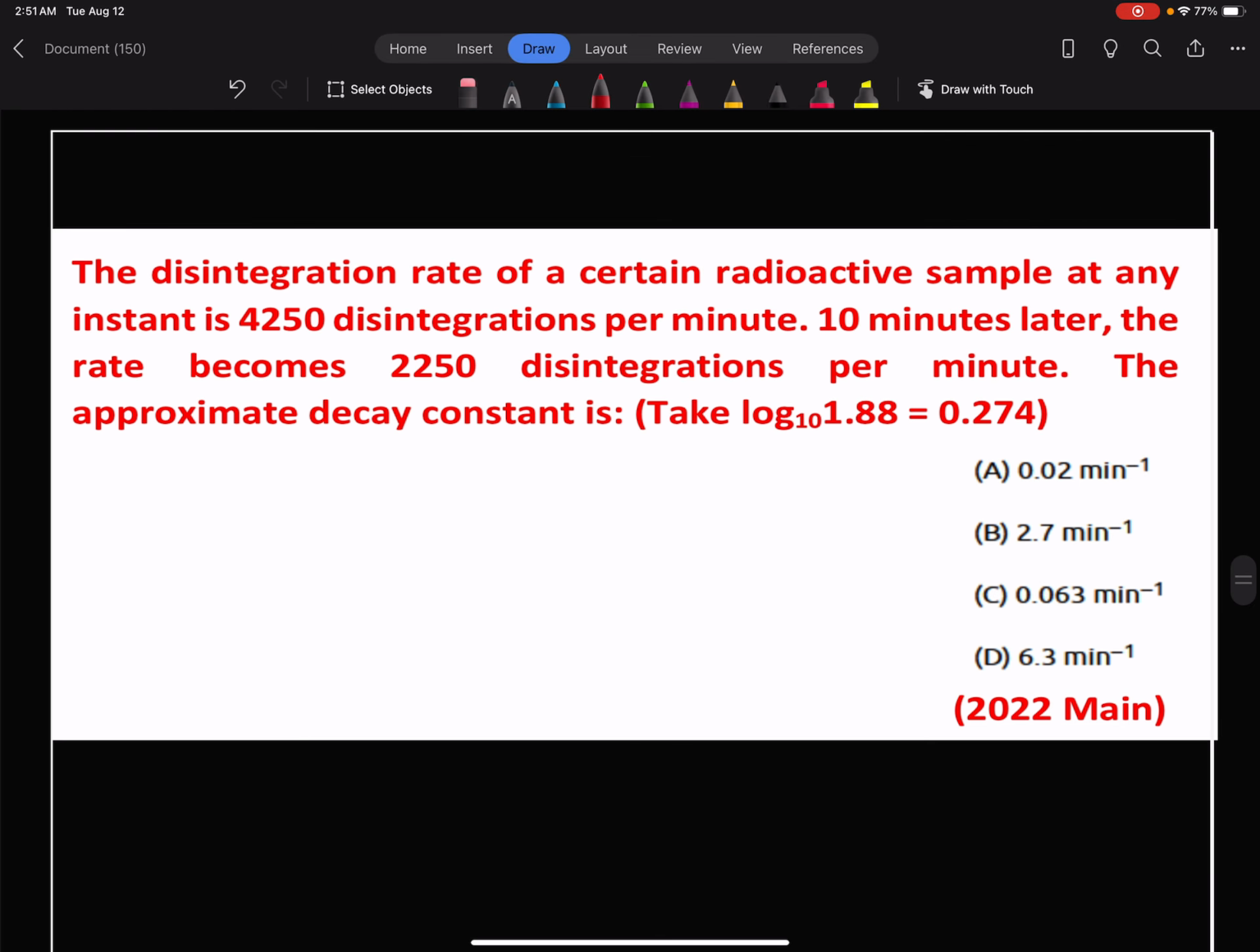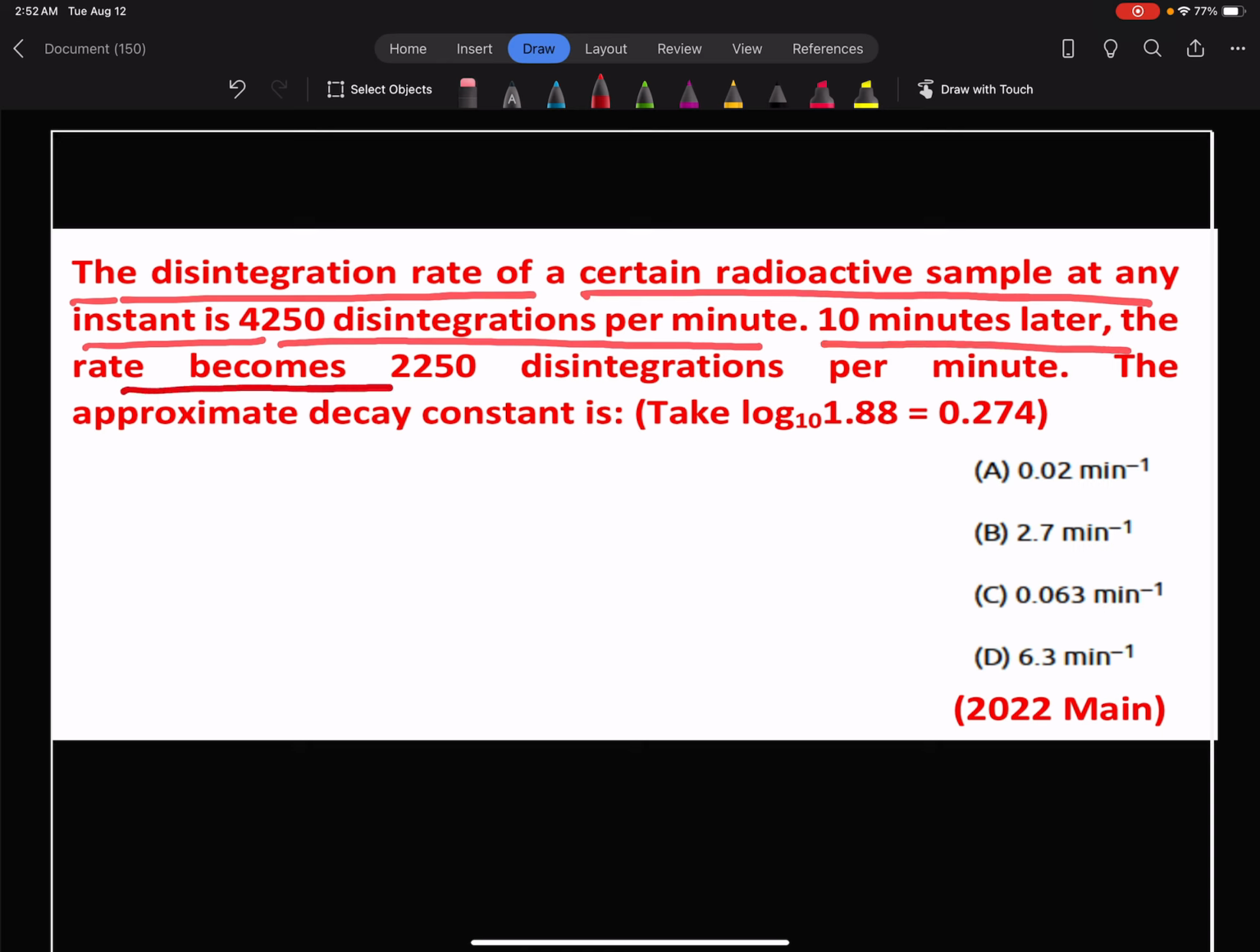We are given that the disintegration rate of a certain radioactive sample at any instant is 4250 disintegrations per minute. 10 minutes later, the rate becomes 2250 disintegrations per minute. The approximate decay constant is? So here we are going to find out the decay constant, and for that we can just use our radioactive decay law.